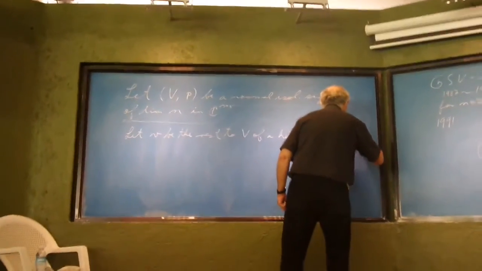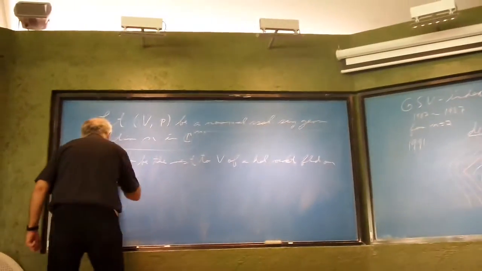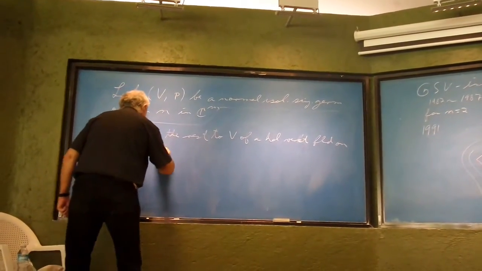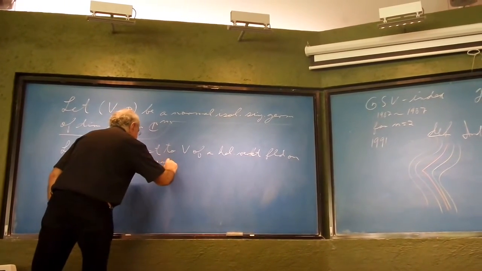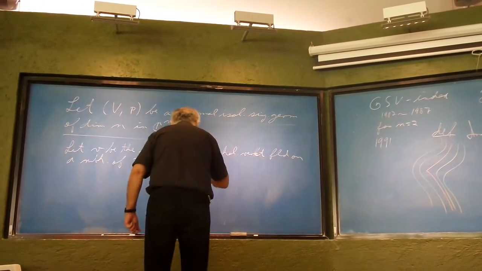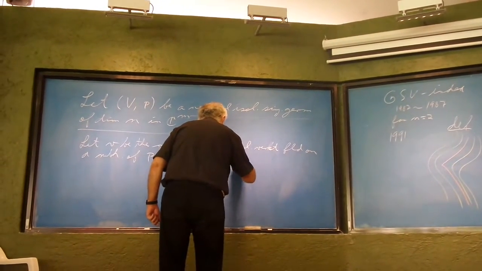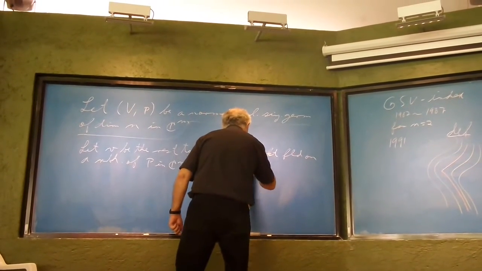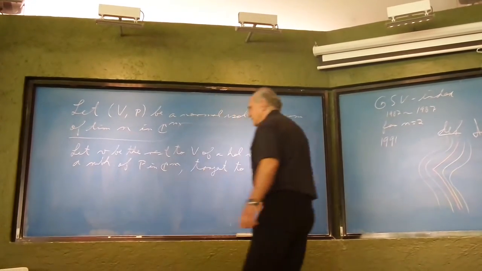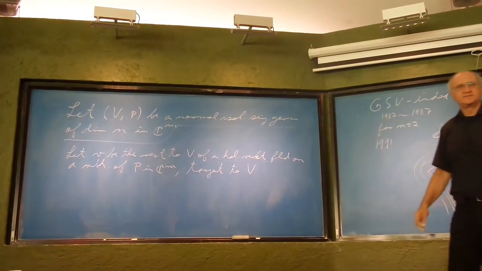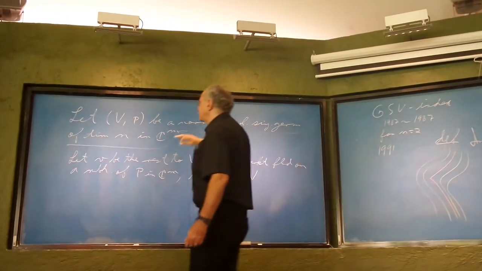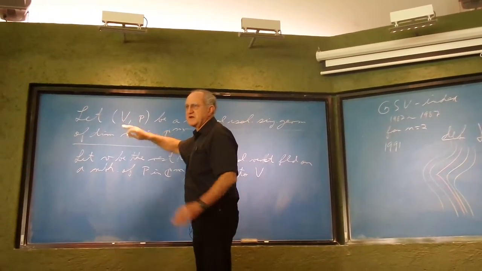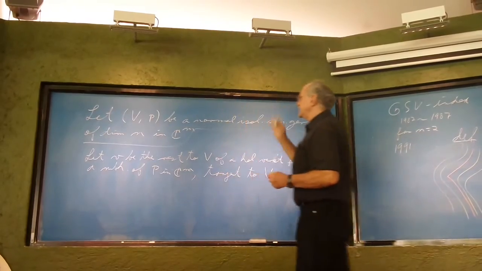On a neighborhood of P in C^N, tangent to V away from the singular point. Okay? So exactly the same setting as before, except that I'm not asking for a hypersurface, any variety, with an isolated singularity.